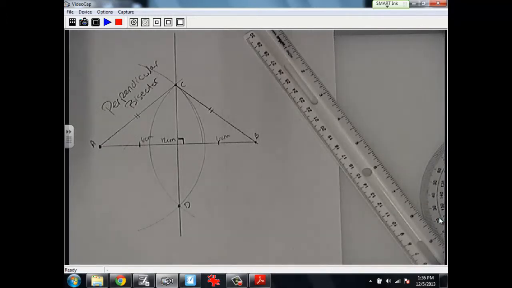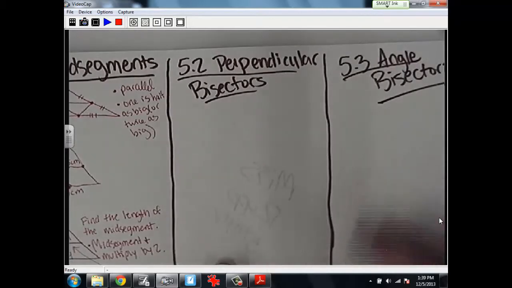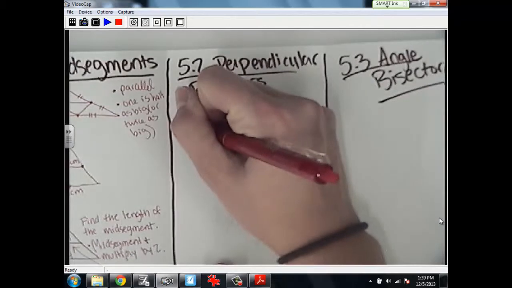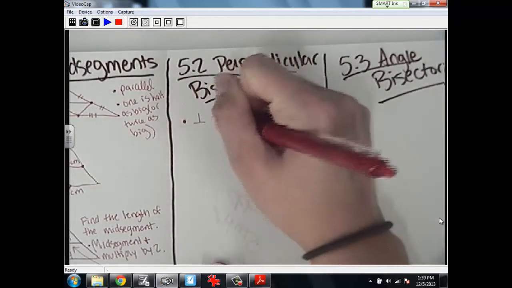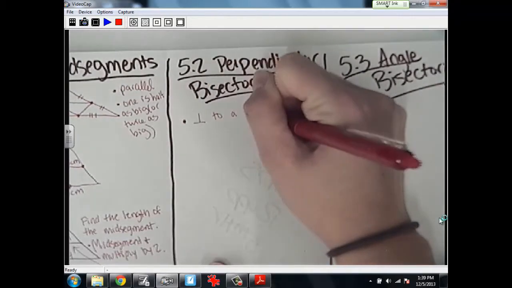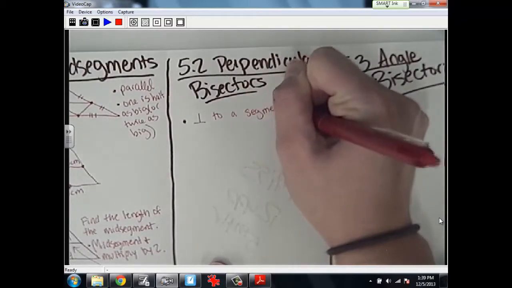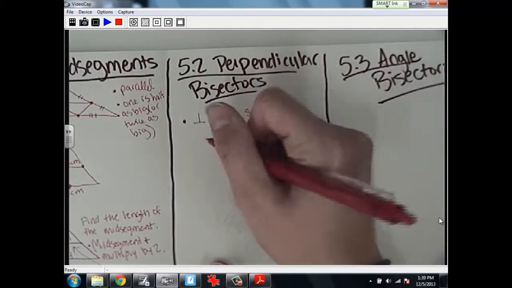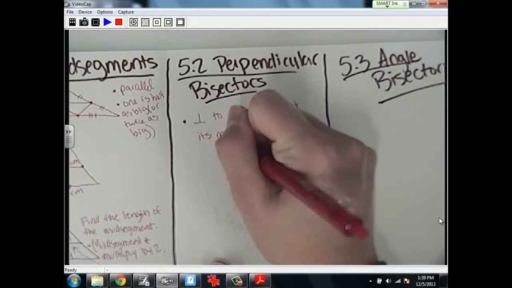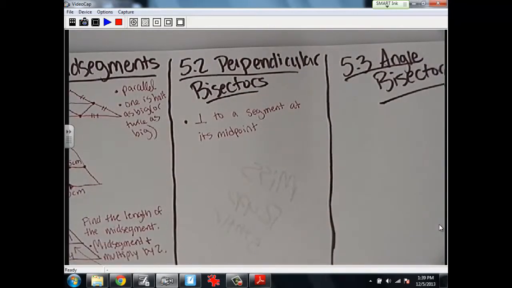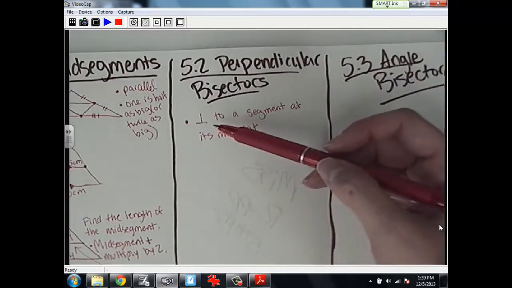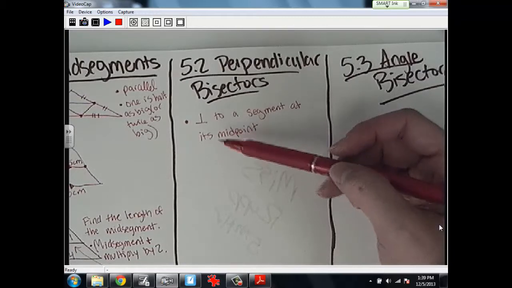Pull out your flip book from yesterday. If you weren't here, we'll take care of you in 1 second. Pull this out. Perpendicular bisectors are this. It is perpendicular to a segment at its midpoint. Perpendicular to a segment at its midpoint. Do you remember that symbol for perpendicular? Shorter and sweeter. Perpendicular to a segment at its midpoint.